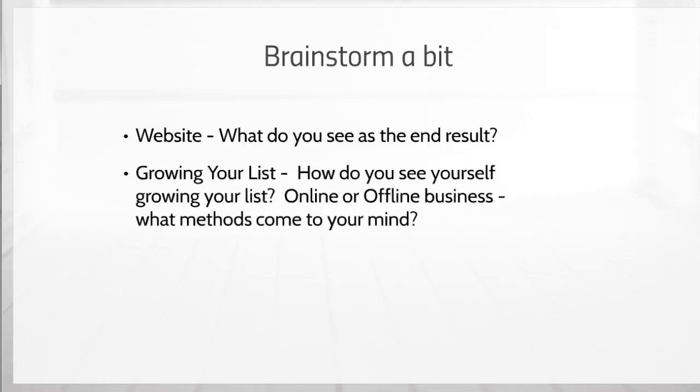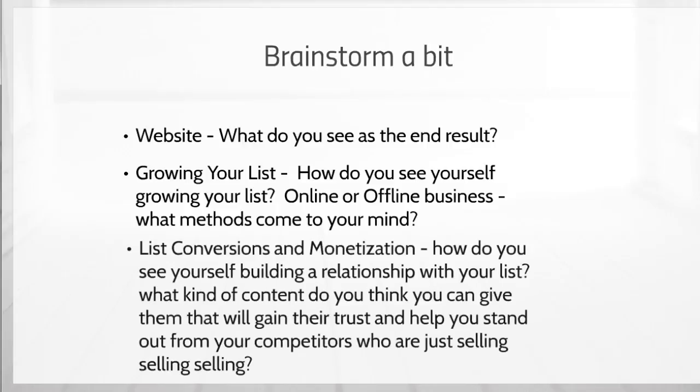Let's brainstorm a bit. Let's talk about 3 things. Website. I want you to just visualize, what do you want to see as the end result? You see a website, you're getting people to the site, you're converting them onto your autoresponder, you're growing your list. How do you see yourself growing your list? It doesn't matter if you're an online business or an offline business. How do you see yourself growing your list? Now I'm going to give you some ideas in just a minute, but what methods actually come to your mind? Because I'm actually going to expand on that later down the road, but I want you to think. Just get some ideas. There's no wrong or right answer right now.